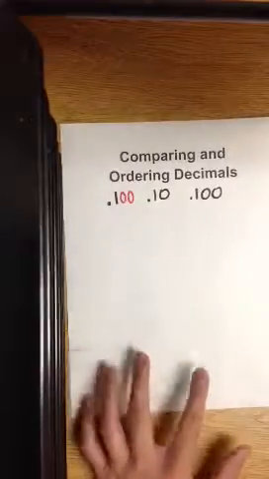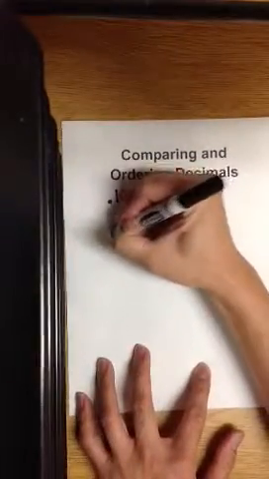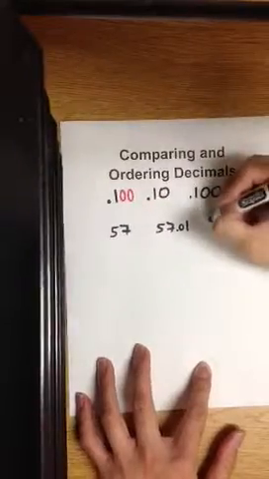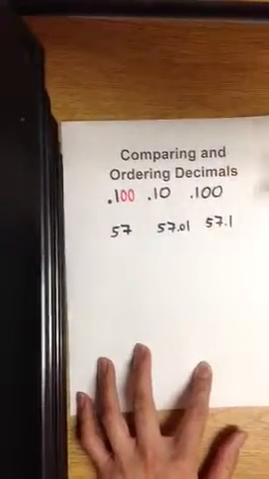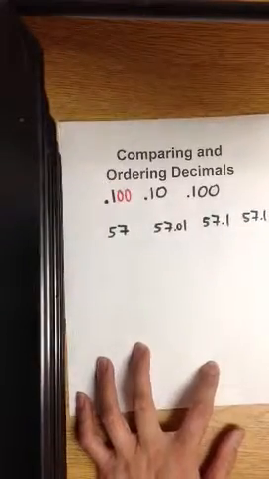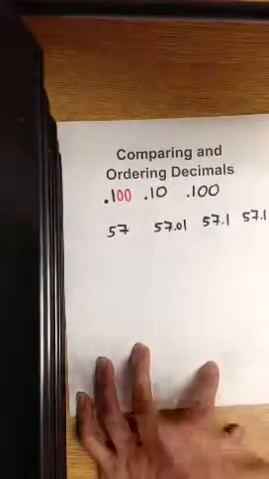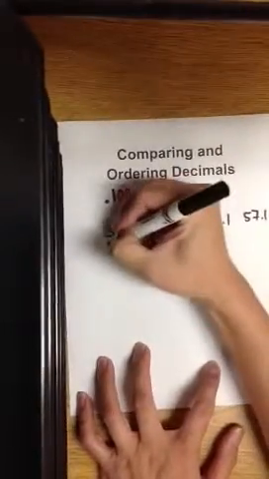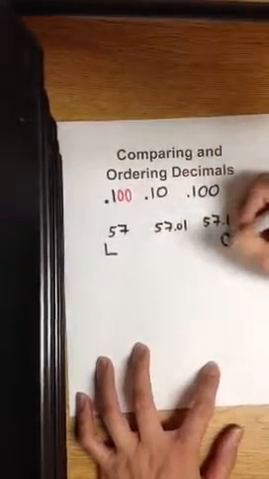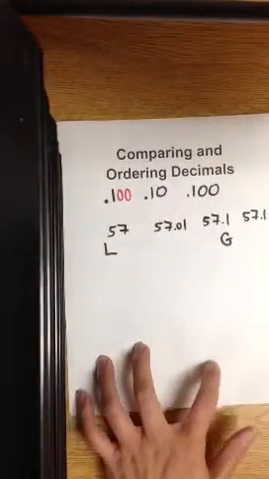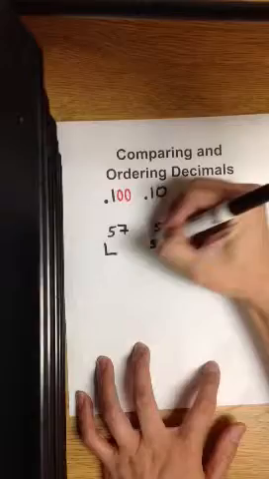So if you have a group of decimals, for example, 57, 57 and 100ths, 57 and 1/10ths, 57 and 11/100ths, and you are asked to put them in order. Sometimes it's least to greatest or greatest to least. Make sure you pay attention which one it is. Let's do least to greatest. L to G, least. So the way I do it is I line up the decimal points.